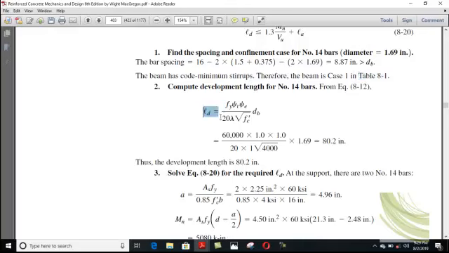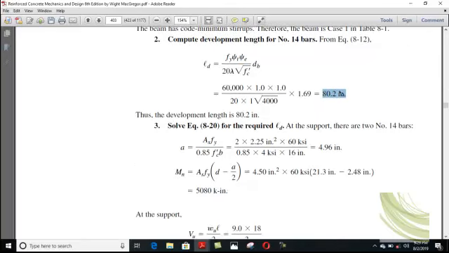Your development length formula will be this one. And you must remember psi t: as it is not top reinforcement, it is bottom reinforcement, so psi t equals 1. There is no coating, so that is also equal to 1. Just putting the values, you will get 80.2 inches as your development length.